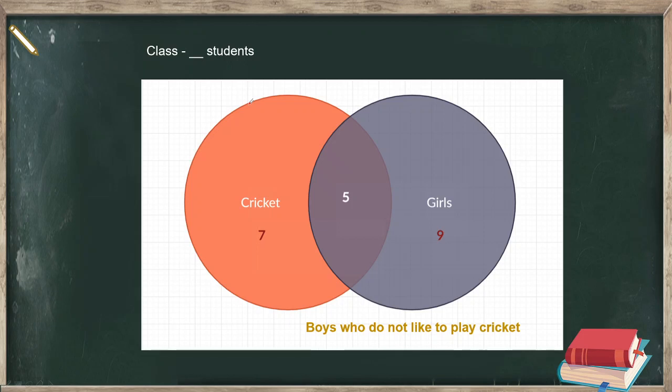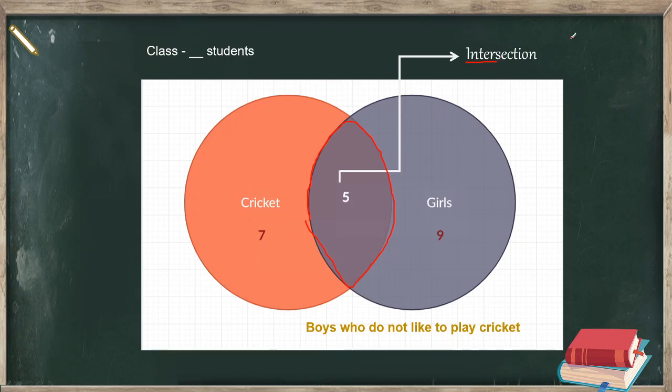So this is a collection of people who play cricket, and this is a collection of people or students who are girls. And we saw that this is the area where both the circles interact, the space where both the circles overlap. That region is called intersection.